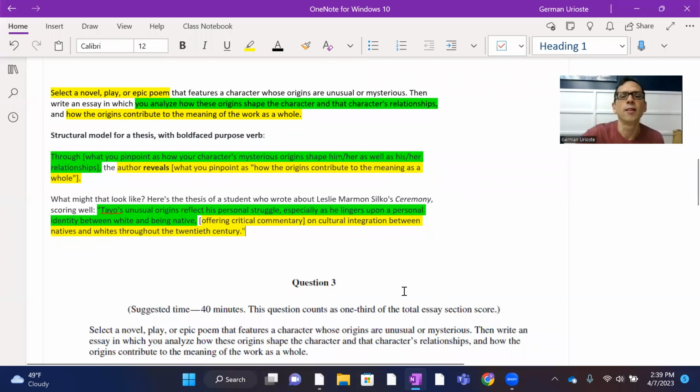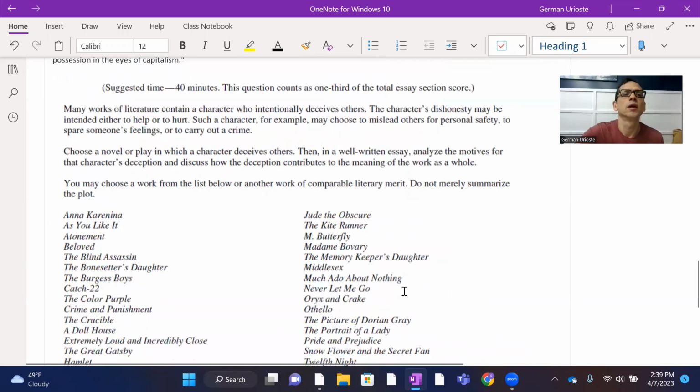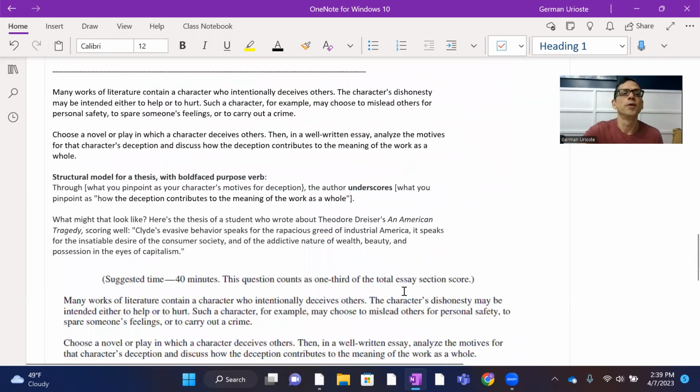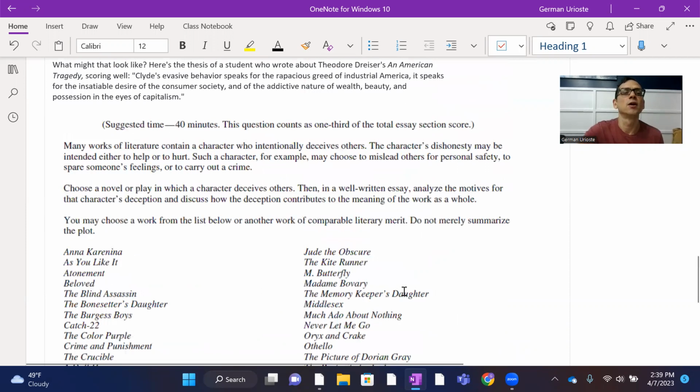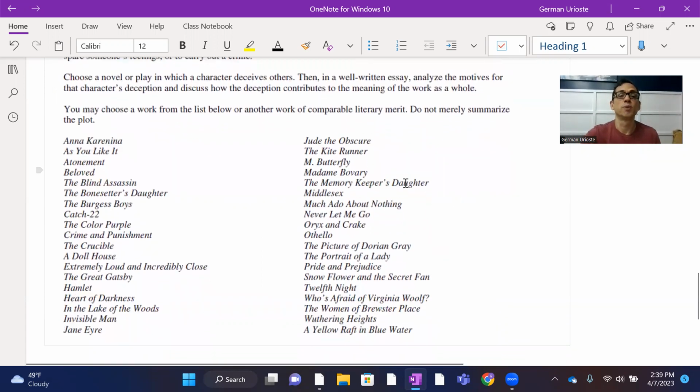One more. All right, here is a third prompt. This is what it looked like. Notice it looks very, very similar. Notice again here, after they give you this background information and they tell you what to do, the same kind of language: you may choose a work from the list below or another work of comparable literary merit. Don't summarize the plot. They don't want summary, they want an argument. That's what we always tell you. Don't summarize, don't summarize, don't summarize. Make an argument. Here is a list of possibilities.